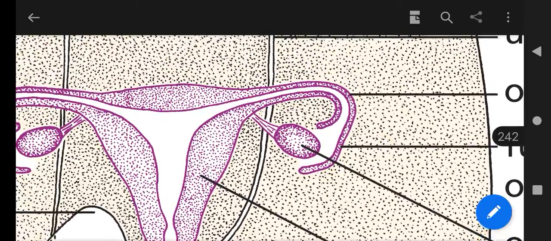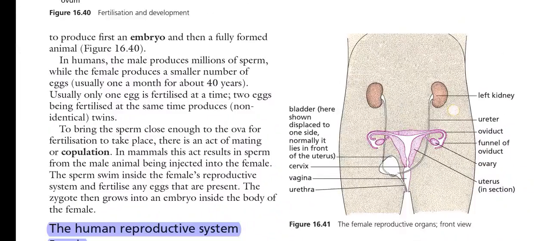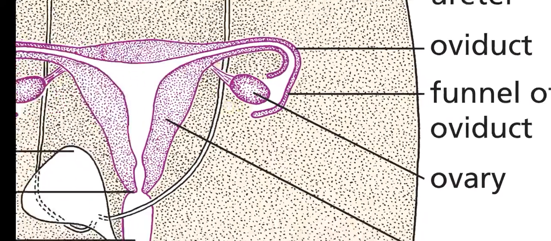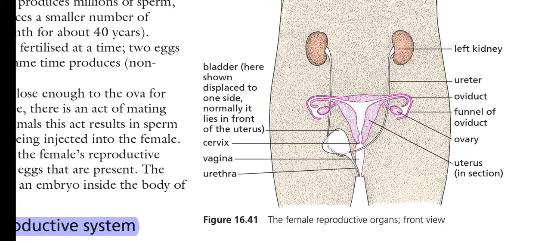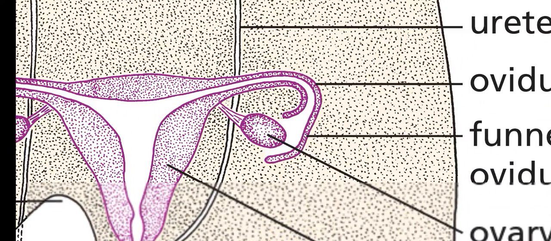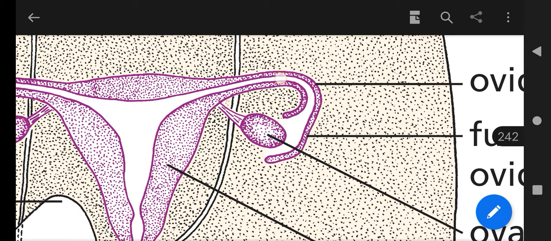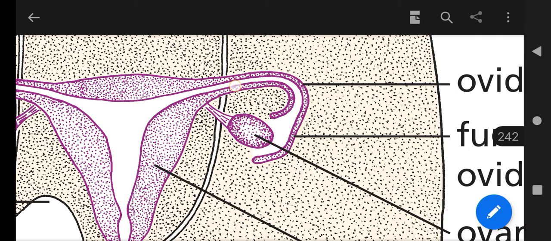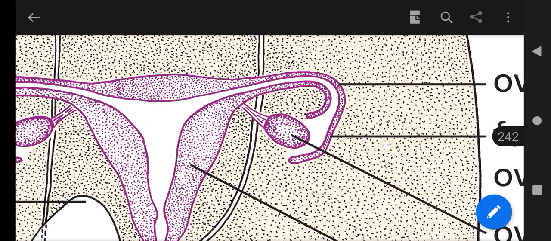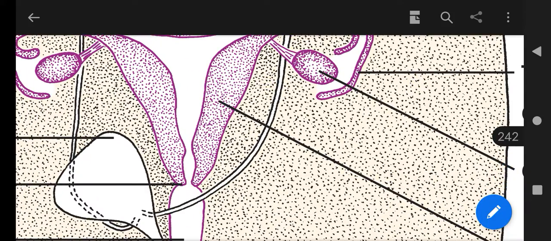the fimbriae of the oviduct, the funnel-shaped part, is involved in catching the egg that is released by the ovary. After that it moves toward the oviduct, and at that point fertilization takes place. After that the zygote moves and different divisions take place, cleavage and morula stage, and after that the implantation takes place at the upper part of the uterus.